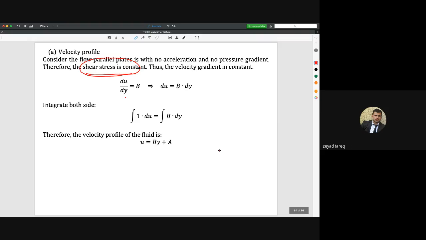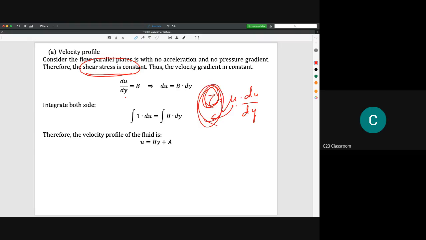The shear stress comes from the same equation, tau equals mu du over dy. Yes, tau is mu du dy. We assume that tau, the shear stress, is constant, and we can also bring the mu out as a constant. That's why we say du dy is actually constant. Okay, thank you.